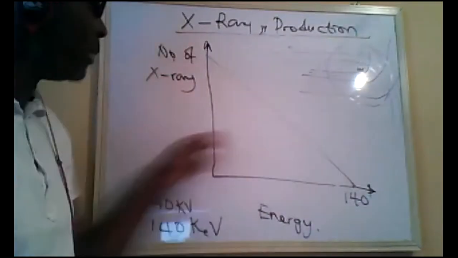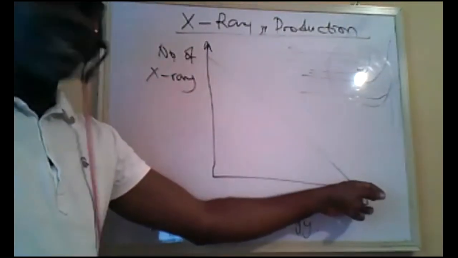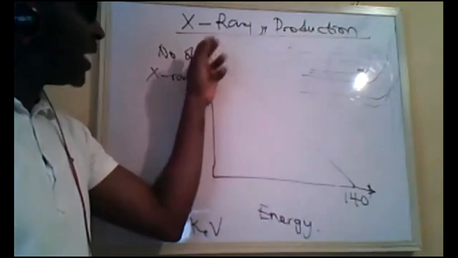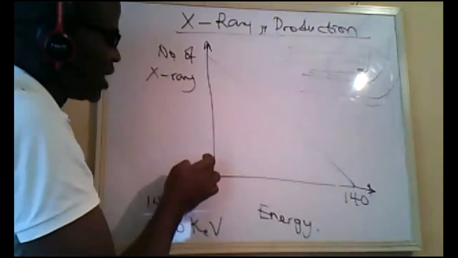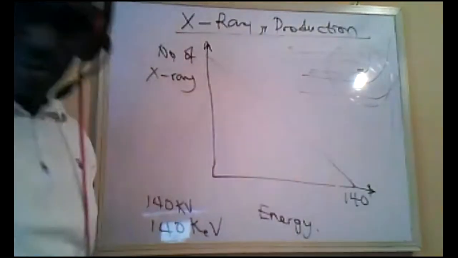This is the energy spectrum. We have a lesser number of X-rays at higher energy. At higher energy, we have a lesser number. Almost zero X-ray. I get it now, sir. Thank you very much, sir.